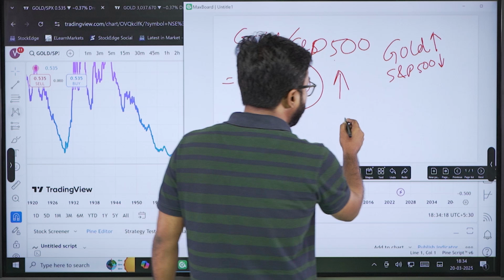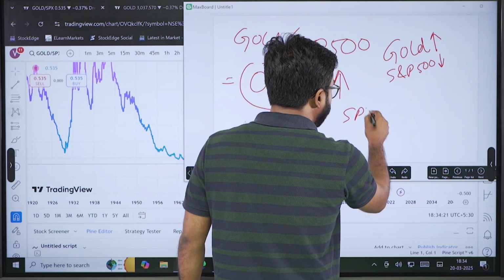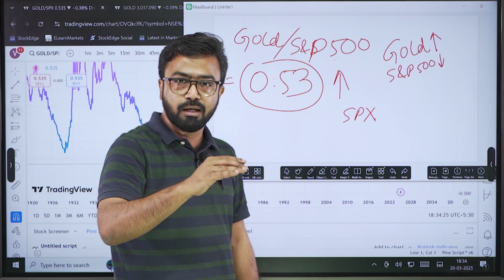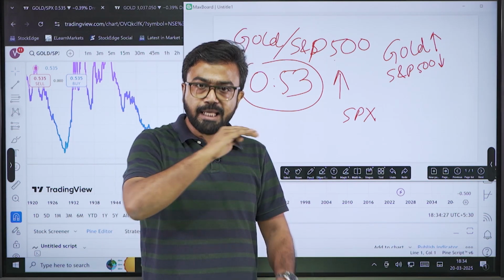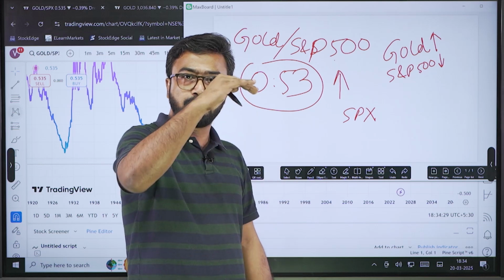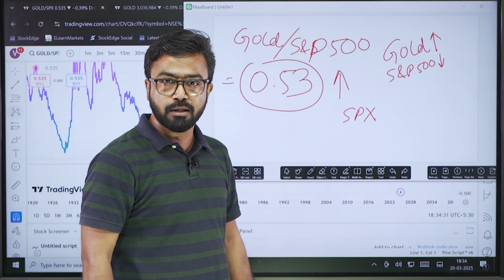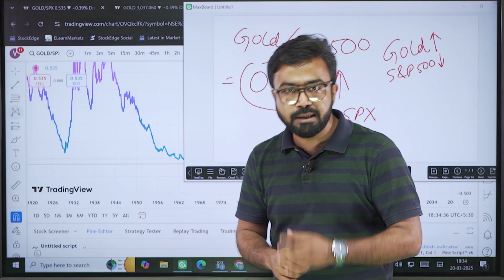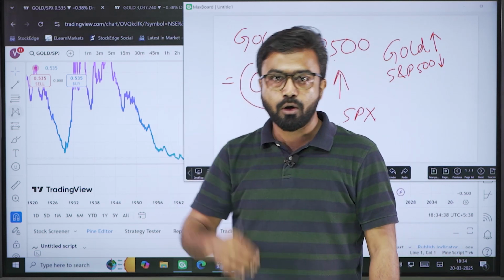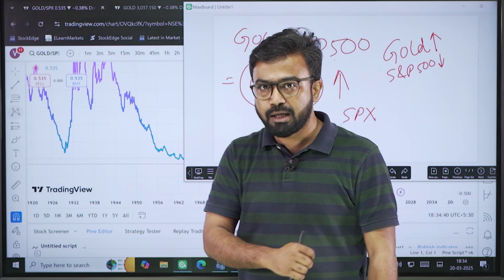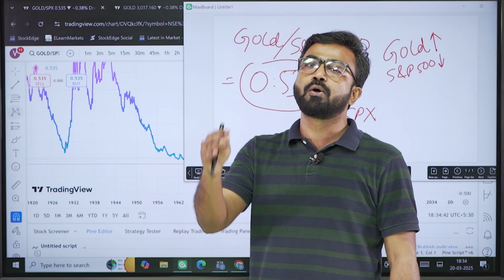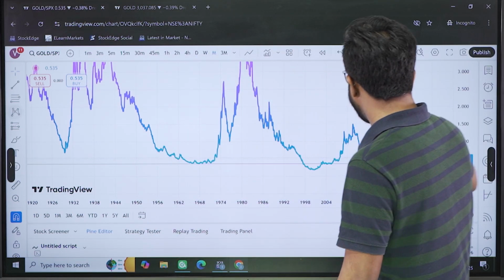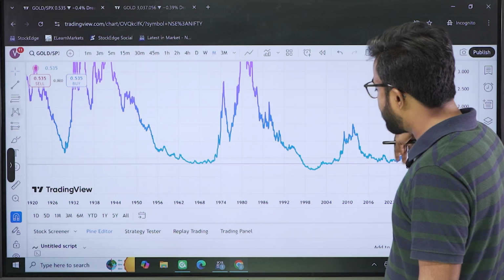Say, for example, if the S&P 500, that is SPX, stays at a particular level and doesn't come down, and gold has to rise, then that ratio will also rise. So in either way, gold has to outperform. That means gold has to rise more on the upside compared to the S&P 500, and if it falls on the downside, then gold will fall less than the S&P 500. Only then will this ratio chart move higher.